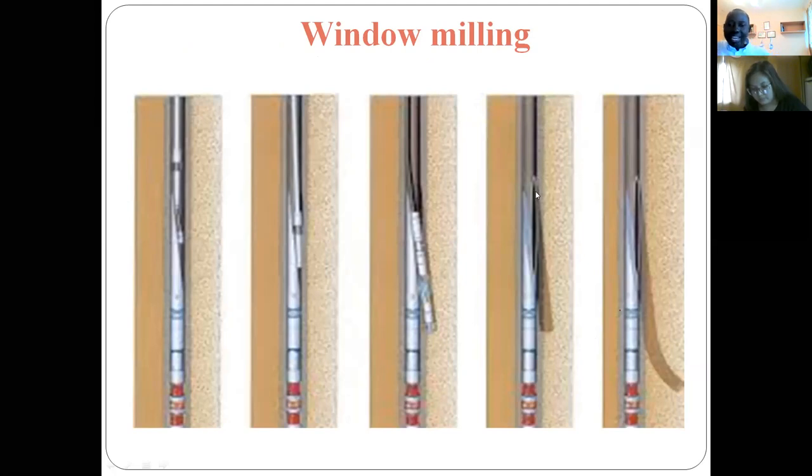When we are trying to build the angle here, what type of equipment do we use? We normally use either bent subs with positive displacement motors, so downhole motors. And another option is we can use a rotary steerable system.